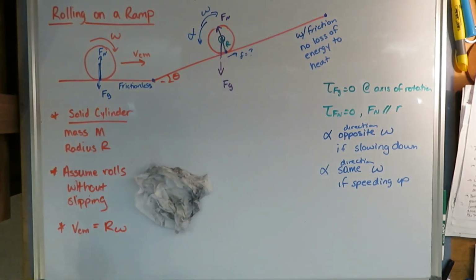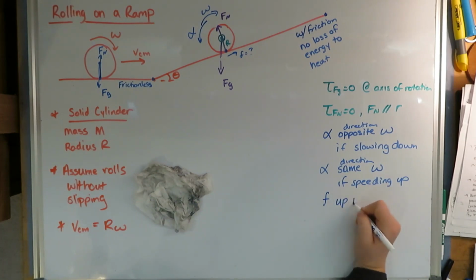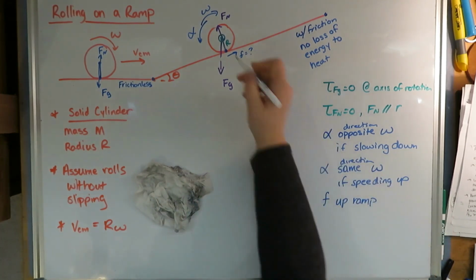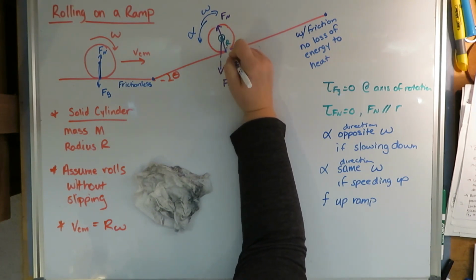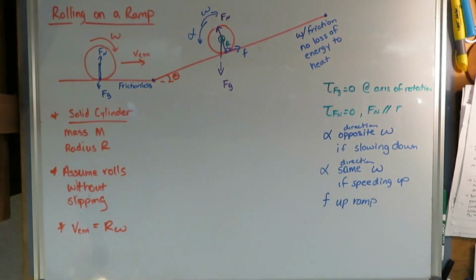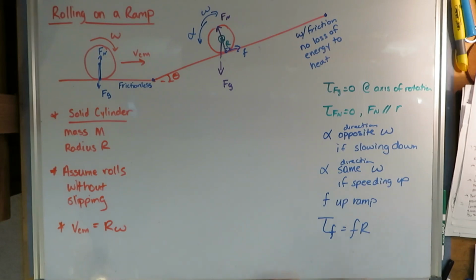Okay, so that tells us that our friction force must be up the ramp, and it is parallel to the ramp. So it actually makes a nice 90-degree angle with the lever arm, so that the torque due to friction is just going to be the friction force times R.